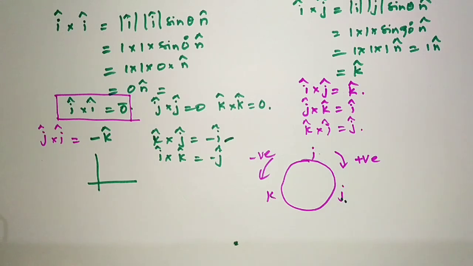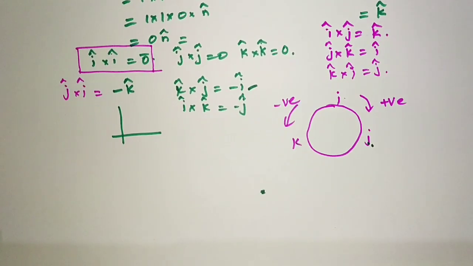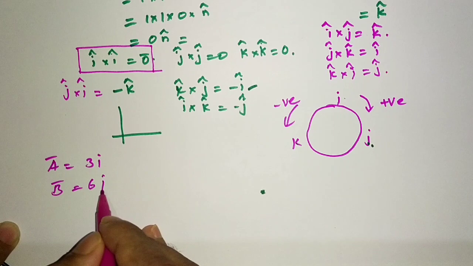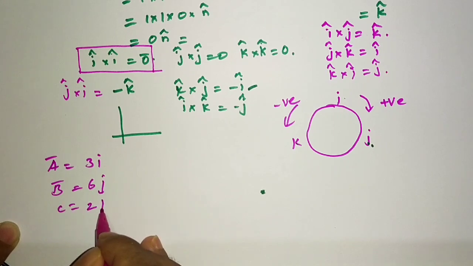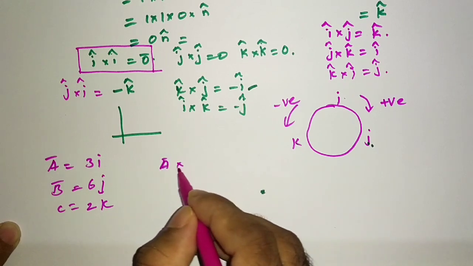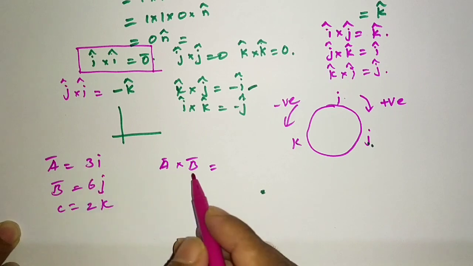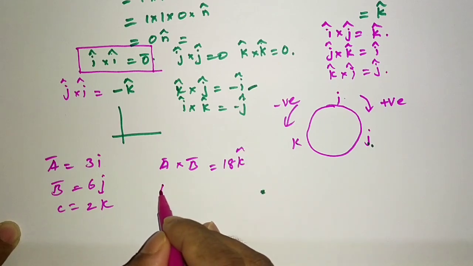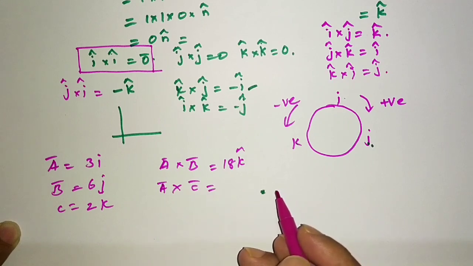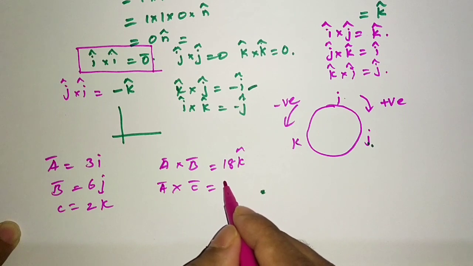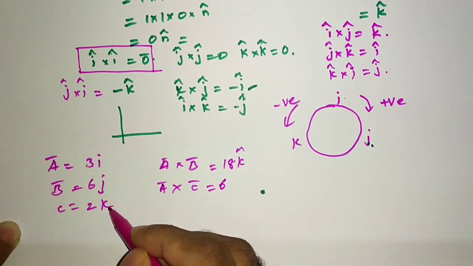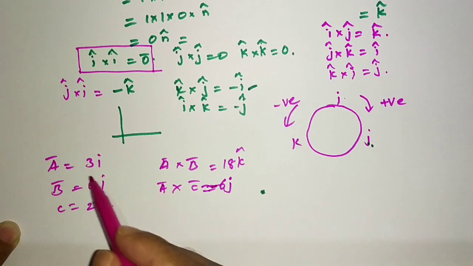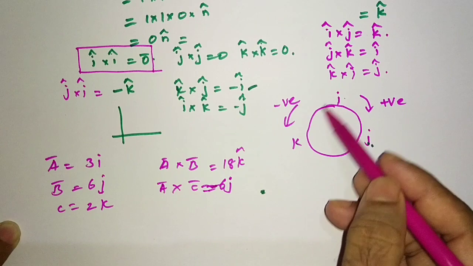Clear, everyone? Now let us see some values to practice. For example, let me take a is equal to 3i, b is equal to 6j, and c is equal to 2k. Now what is a cross b? 18. I cross J is K cap. That's it. Yes or no? Now tell me what is a cross c? 3 into 2 is 6. I cross K is minus J. So minus 6j. Understood or not? You are moving in the anti-clockwise direction, so it is minus J.